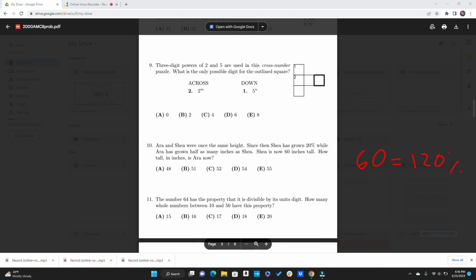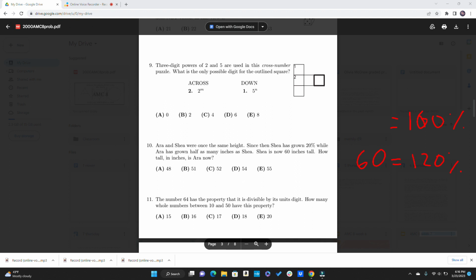Okay, and we want to know how tall in inches Ara is now. And we know that Ara grew half as many inches as Shea. So if we find out how many inches Shea grew, then we can figure out how many inches Ara grew from that, right? So if 60 is 120% of Shea's original height, what is her original height? That would be what's 100% of her original height.